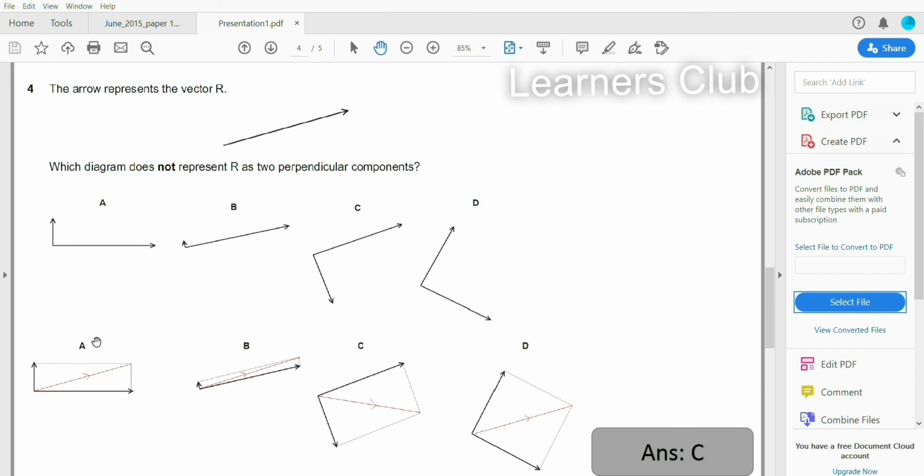As you can see, in option A the resultant is in the direction which gives you R. Option B also gives you R. When you see C, option C gives you R in the opposite direction. That means the direction of R is changed, which is incorrect. Also, if you check D, the resultant R is correct here. So the answer which does not give you the resultant R is option C.